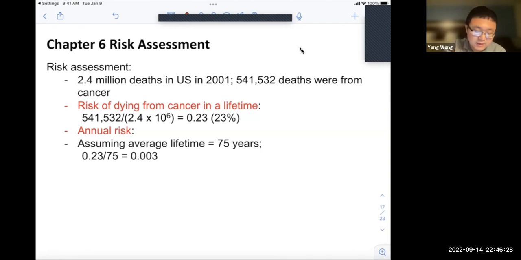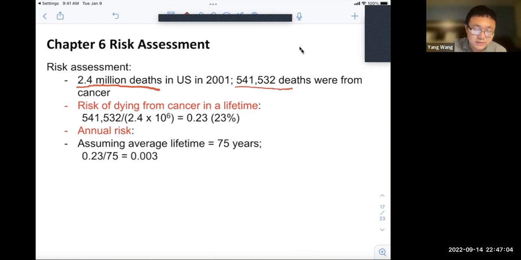Let's say in 2001, there are 2.4 million deaths from all reasons. It can be cancer, it can be car crashes, it can be different types of diseases. Among these different causes of death, around 540,000 deaths were coming from cancer. And with these data, we can estimate the risk of dying due to cancer.